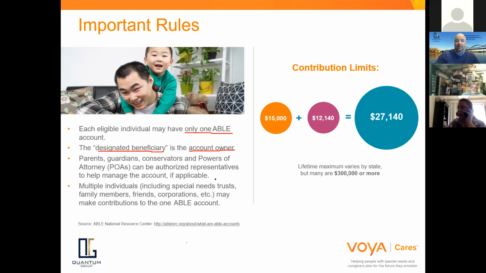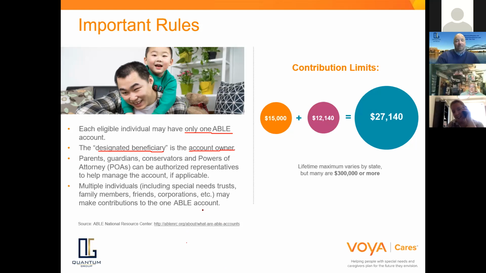They're guardians of their child, and they are the authorized representative, and they help manage the account. What gets put into the account, we'll talk about in a second here, but who can put it in the account is really the individual with a disability, the parents, the corporation that they might work for part-time, friends, family. It's a place where pretty much anybody can give to this account. And that's a unique thing that can come from a number of different places.